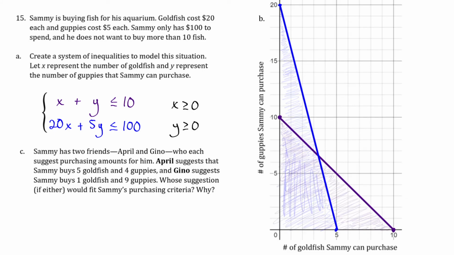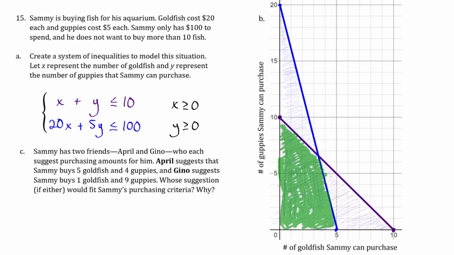All right, where these two shade in total ends up being this area right here in green. And this is the area where Sammy is going to be buying fish from. So he doesn't have more than 10, and so he doesn't exceed $100 spent. All right? Now again, the solid lines do count if they are on integers, but if they're not, they don't.